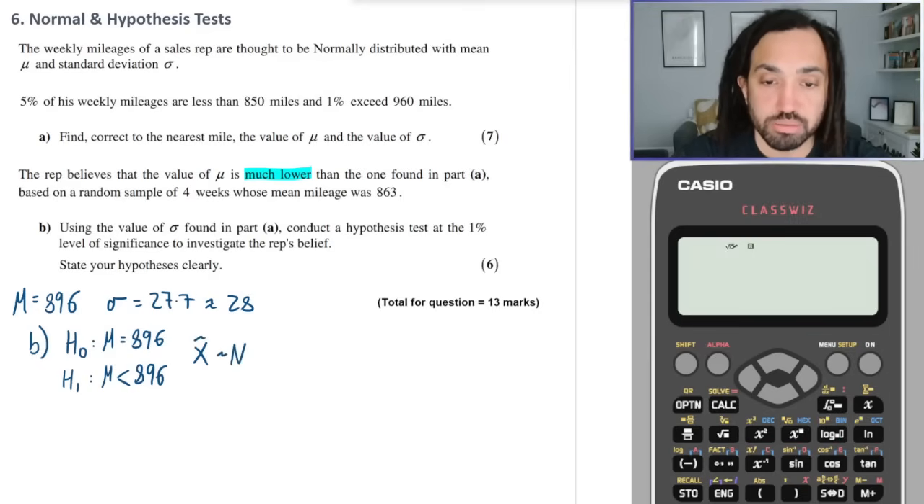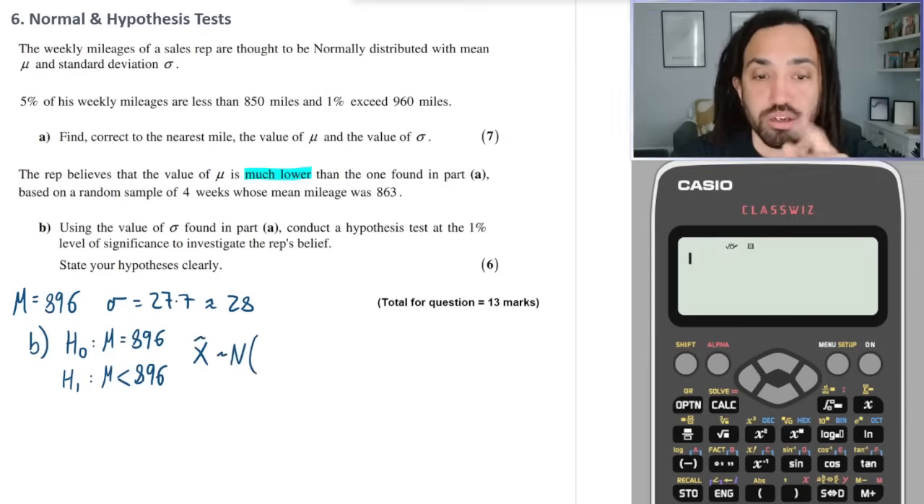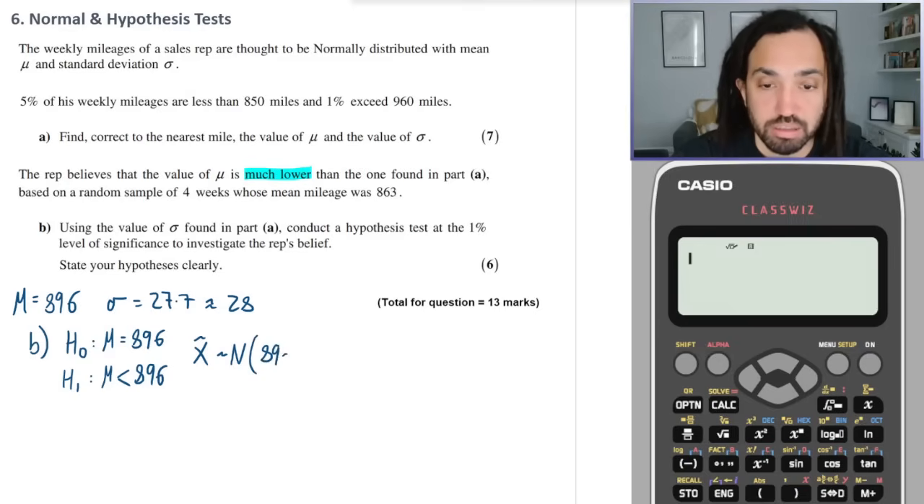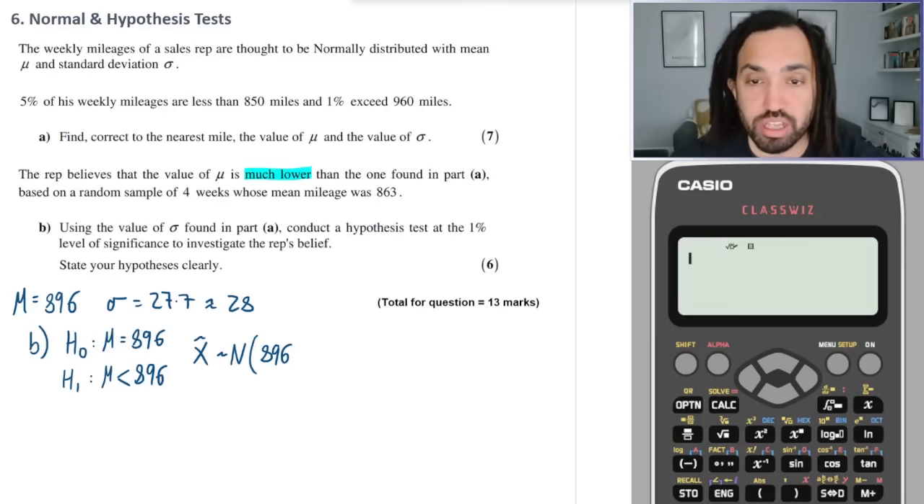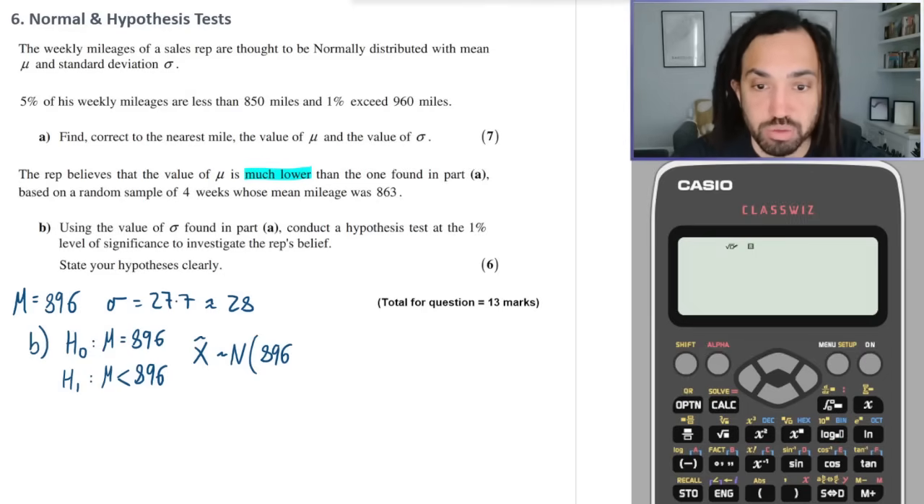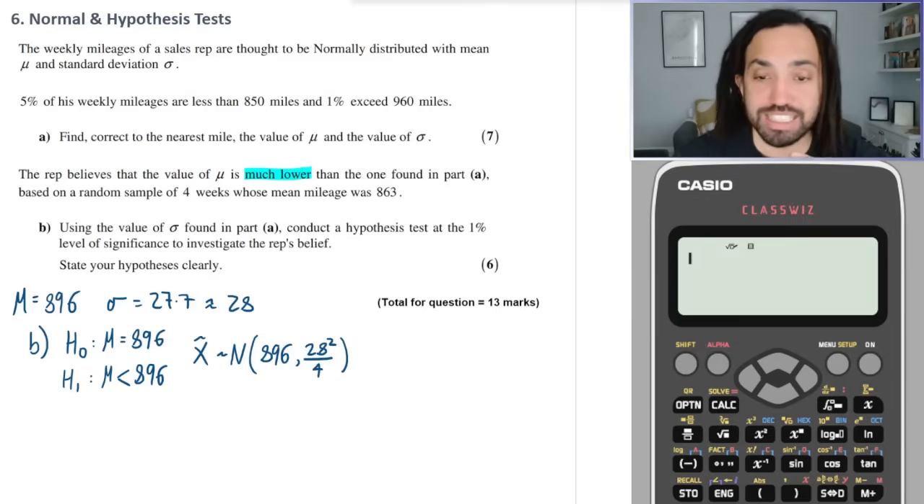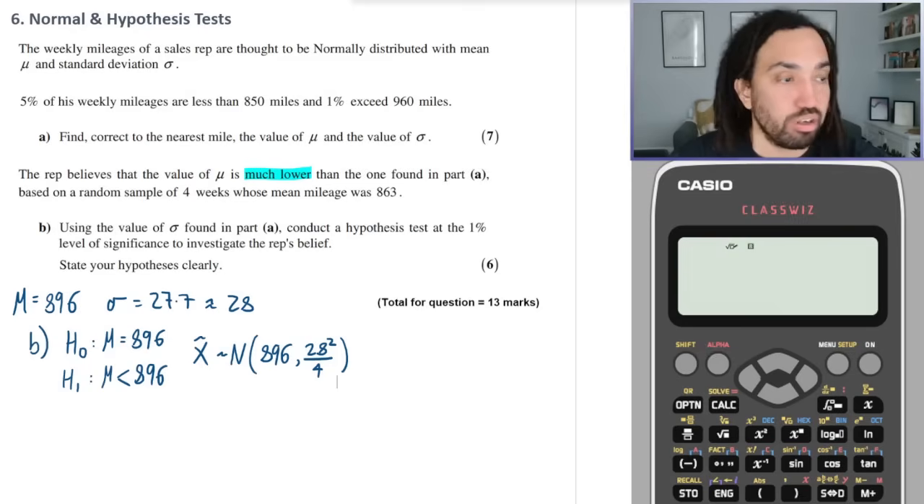Okay, so the distribution we're going to use is a sample distribution, which we notate like this. It's a normal distribution, and we're going to use the old mean, or should I say the population mean. And we are going to change, though, the variance. So the variance was 28. No, it wasn't. The standard deviation was 28. So the variance is 28 squared, but we divide it by the sample size, which is 4. Okay, so that is the distribution we're going to use.